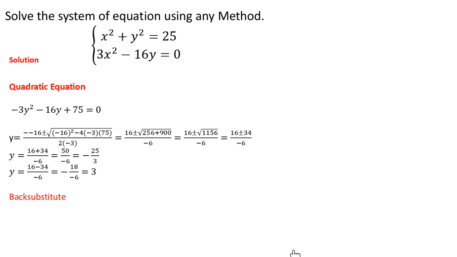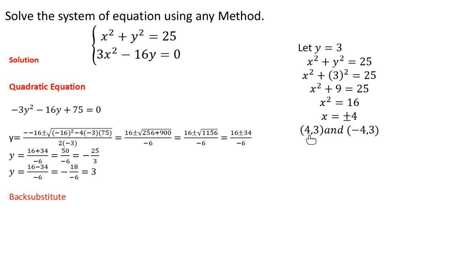So now we can back substitute. First, let's look at y equals 3. Again, you can use any of the equations. I'm going to go ahead and use the first one. Anywhere I see a y, I'm going to substitute 3 for y. So I end up with x squared plus 3 squared is equal to 25. So x squared plus 9 equals 25. Subtract 9 on both sides. So we get x squared is equal to 16.